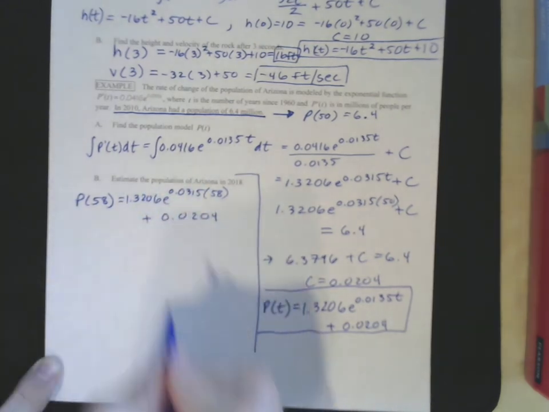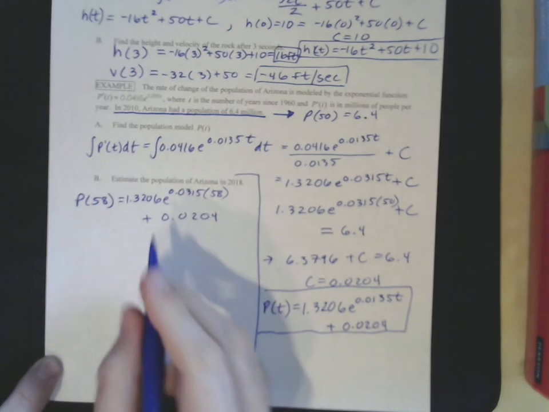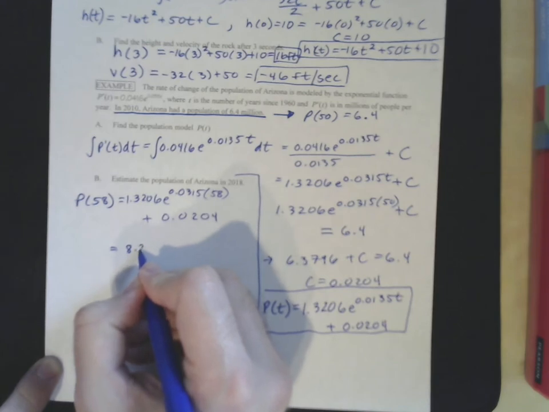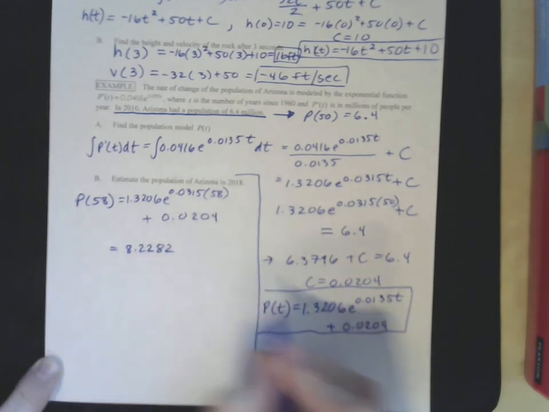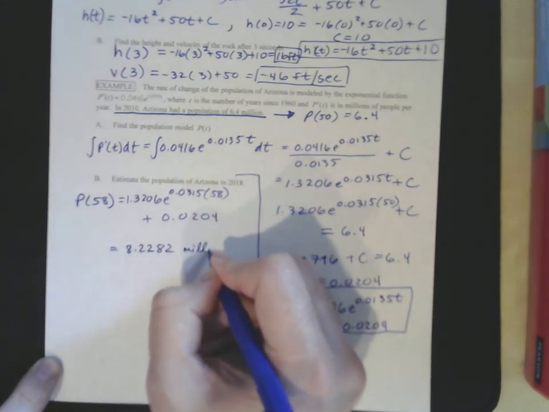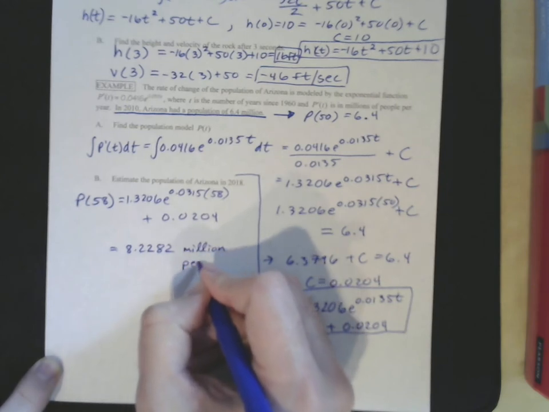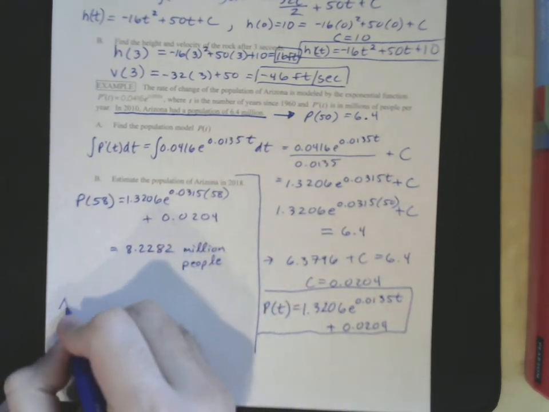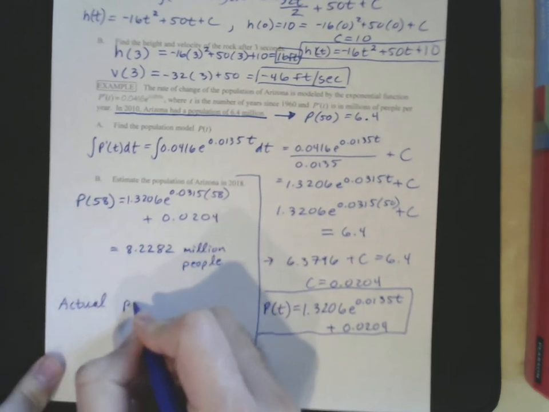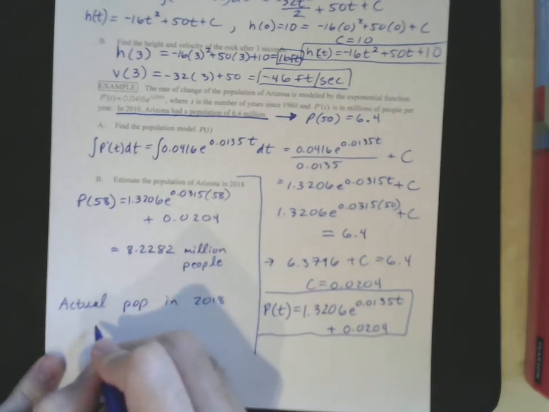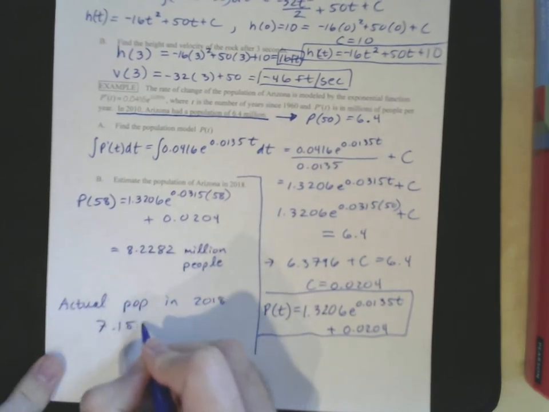And again, this is just putting it into your calculator. I don't expect you to multiply these things or know what e to specific powers are. This comes out to be approximately 8.2282. Again, we're going 4 decimals because we have 4 decimals in our problem. And this is million people. And as it turns out, the actual population in 2018 was 7.158 million.